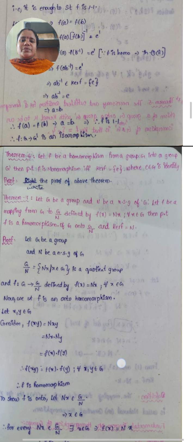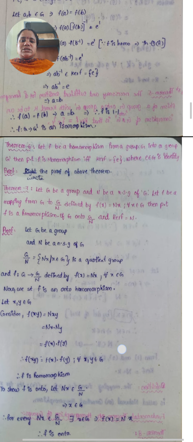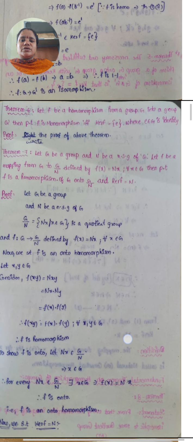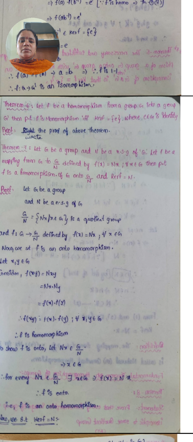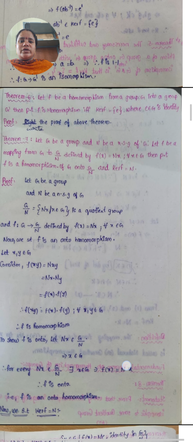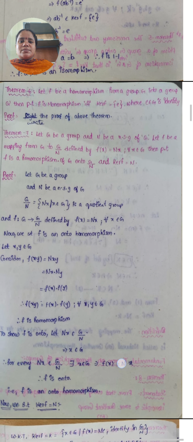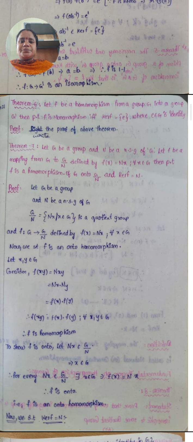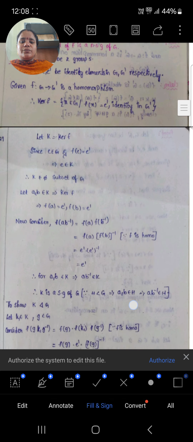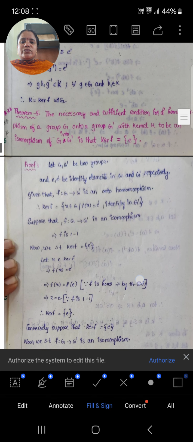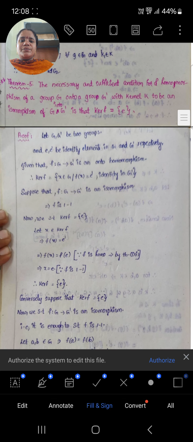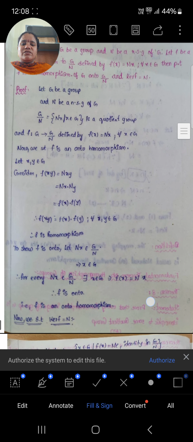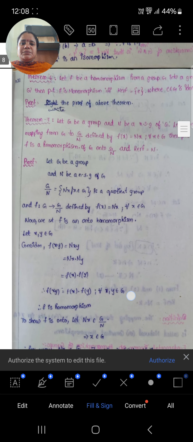Kernel f is equal to singleton e, so a b inverse is equal to e, which implies a is equal to b. Therefore f of a is equal to f of b implies a is equal to b. Therefore f is 1-1. So f from G to G dash is an isomorphism. Therefore every homomorphic image of G, the necessary condition for homomorphism of a group G into a group G dash, is kernel f is equal to singleton e.